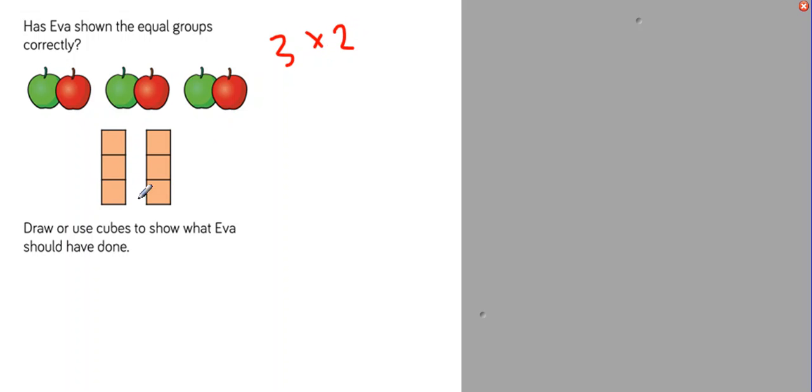This is Eva's go at it. She's put 3 lots of 2 into these cubes here. Has she done it correctly? Draw or use cubes to show what Eva should have done. Okay, so she's got 2 groups of 1, 2, 3. Pause the video and answer the question.